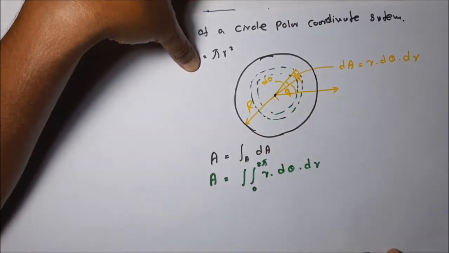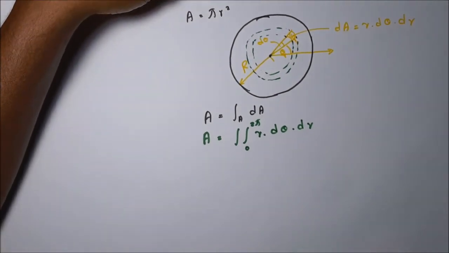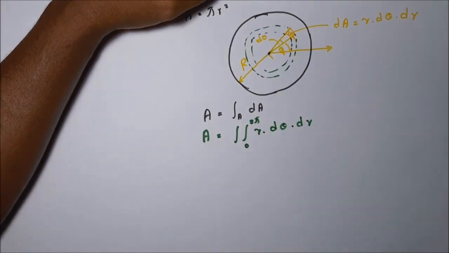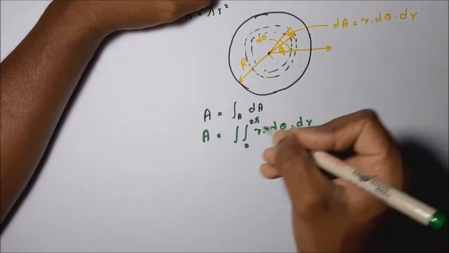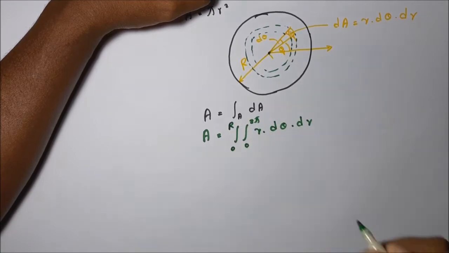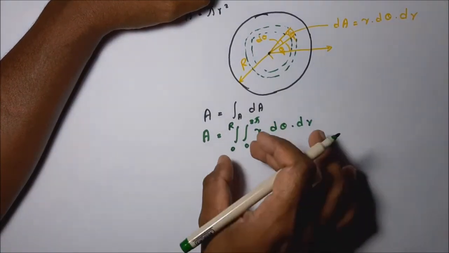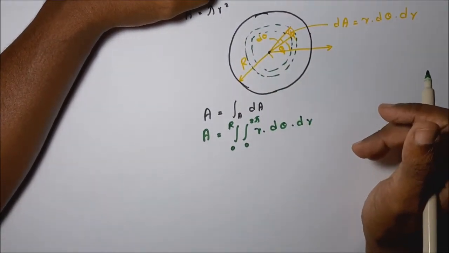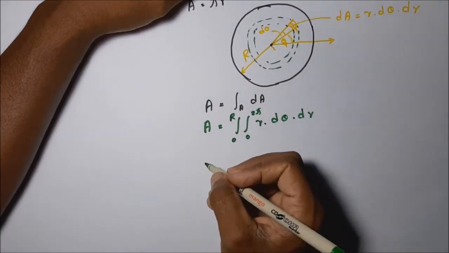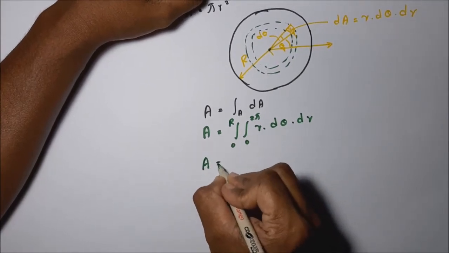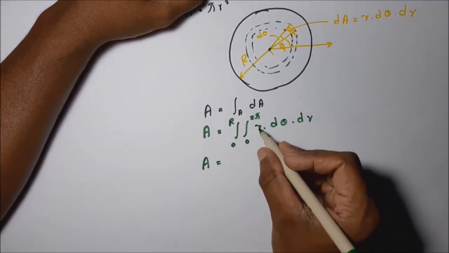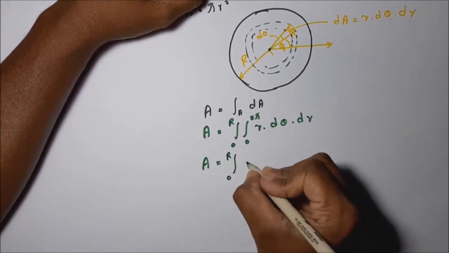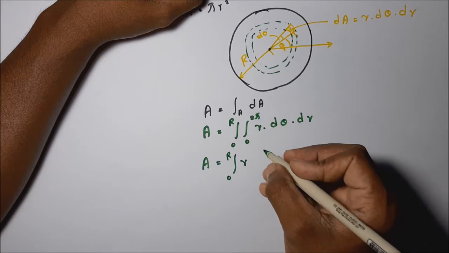This ring shape area we can cover when varying theta from 0 to 2π. Then the r we have to vary from 0 to capital R. This is how we define the limits to cover the entire surface area in this polar coordinate system. Then we can simplify this further. R we can take out of the integral sign, it is constant considering this integration.